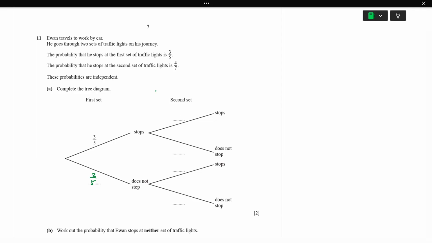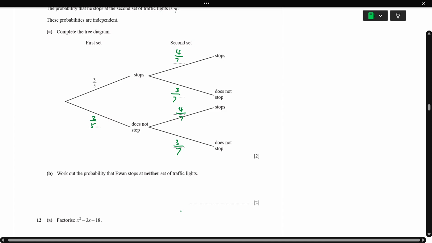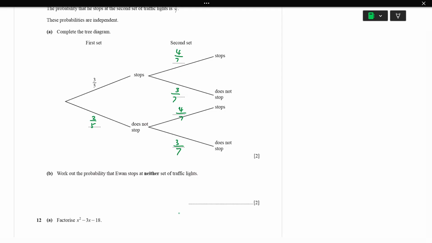Probability of the second set: stops is 4 over 7, does not stop is 3 over 7. Here also he stops, which is 4 over 7, and does not stop is 3 over 7. Probability that Ivan stops neither set of traffic lights. Okay, he's not going to stop any of the signals. So it is does not stop and does not stop, and we need to multiply 2 over 5 times 3 over 7, which is 6 over 35. So 6 over 35 is the answer.